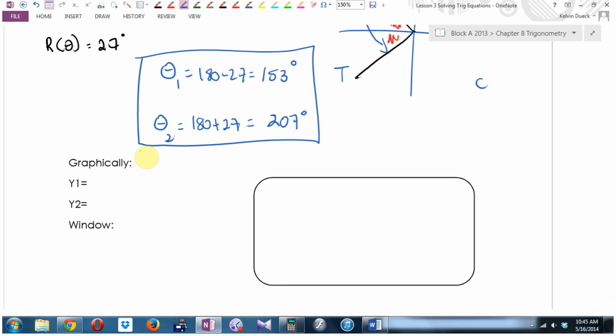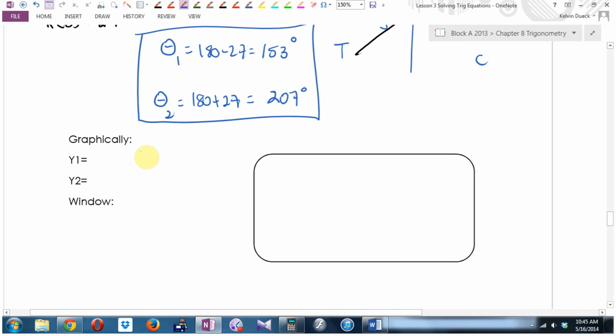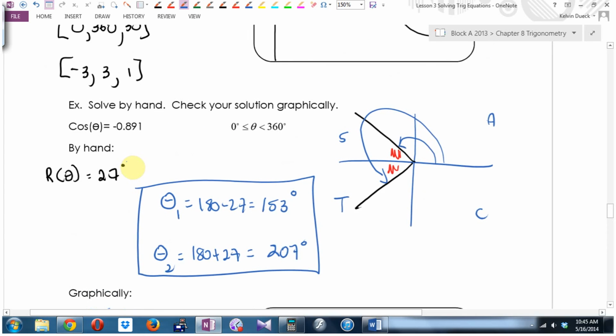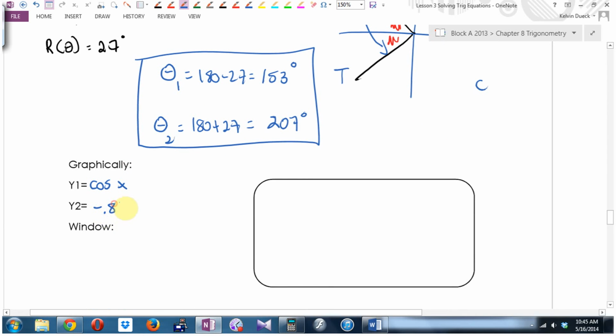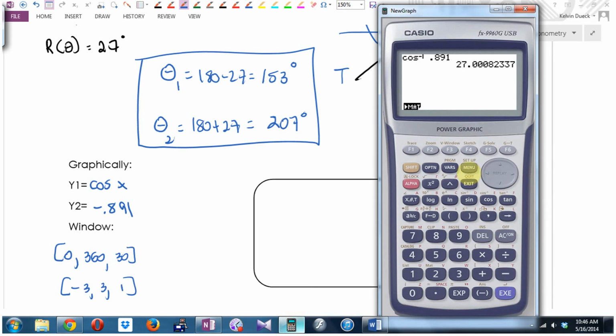How can we check our answer? We can check our answer graphically. The first graph, y1, we would graph cosine of x. The second graph, y2, we would graph negative 0.891. I would use the same view window. I would go from 0 to positive 360, so 0, 360 up by 30 degrees. And then my y's, I would go from negative 3, 3 up by 1. Cos x and negative 0.891.